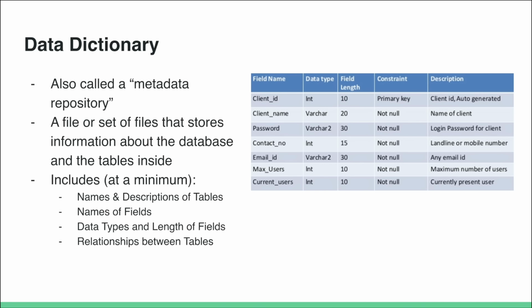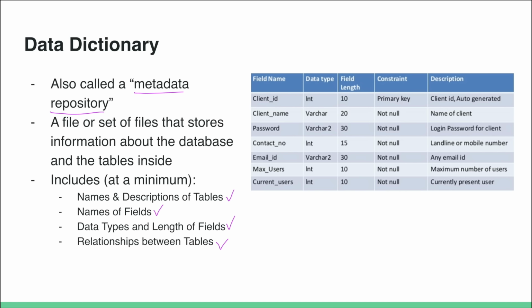So the first one is a data dictionary. A data dictionary is also referred to as a metadata repository. This is a file or set of files that stores information about the database and the tables inside. So this is information about the structure of the database itself and about the organization of the database itself, rather than data. Now, this will include at a minimum the names and descriptions of tables, the names of fields or columns, data types and lengths of fields, and the relationships between tables.